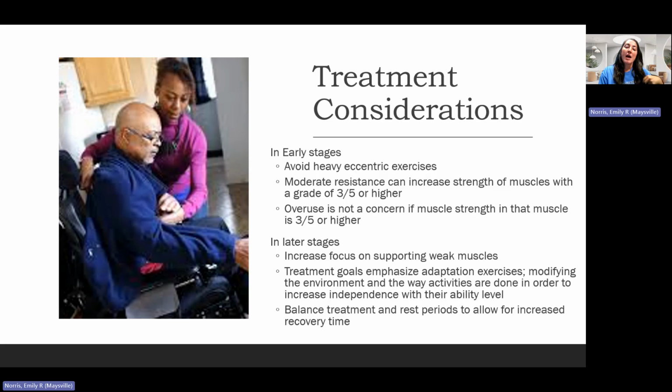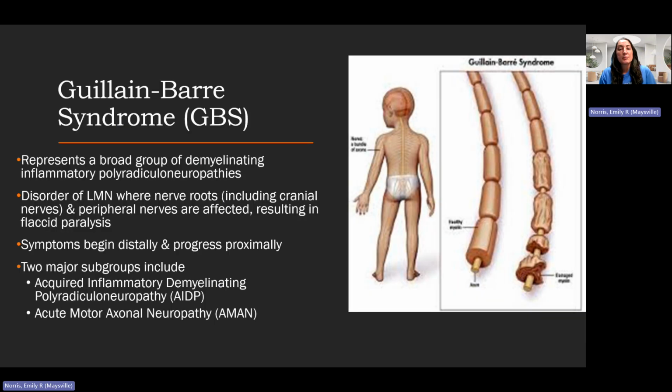All right, Guillain-Barre Syndrome, GBS. It is a broad group of demyelinating inflammatory polyradiculoneuropathies. It is a disorder of the lower motor neurons, so the peripheral nerves, the nerve roots, the cranial nerves, but it does not affect the brain or spinal cord, only the peripheral or the lower motor neurons. And it results in flaccid paralysis.